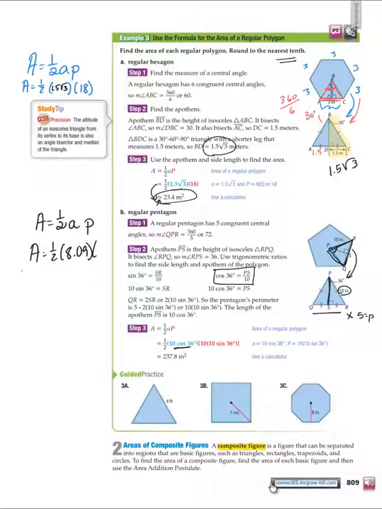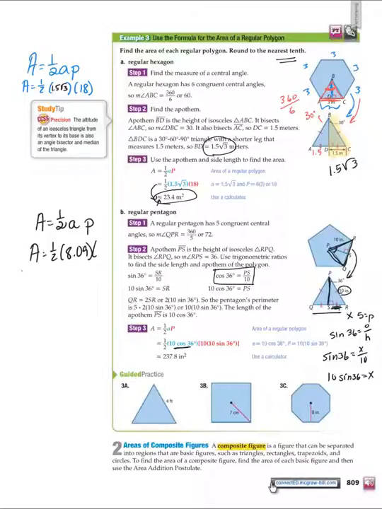Now that we've got that, we need to find QR down here. Well, I can use my sine of 36 to find SR, because it's opposite 36. So the sine of 36 degrees is opposite over hypotenuse. So the sine of 36 degrees is x over 10. So 10 sine 36 equals x.